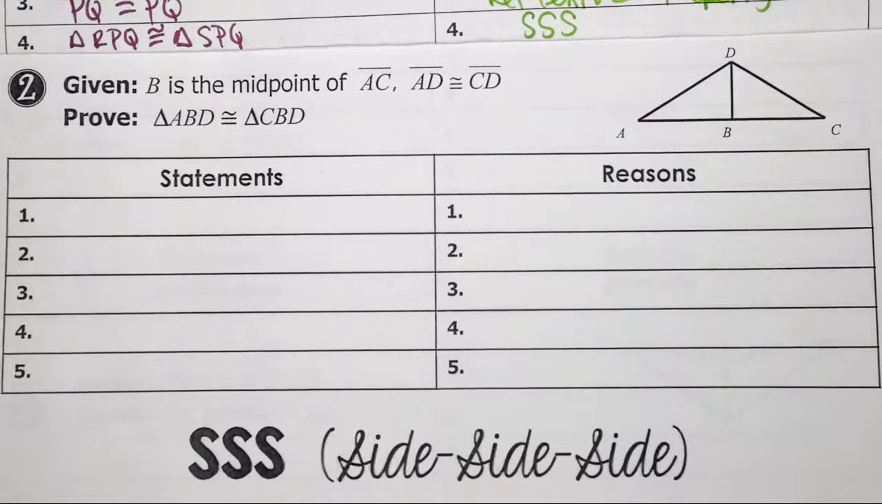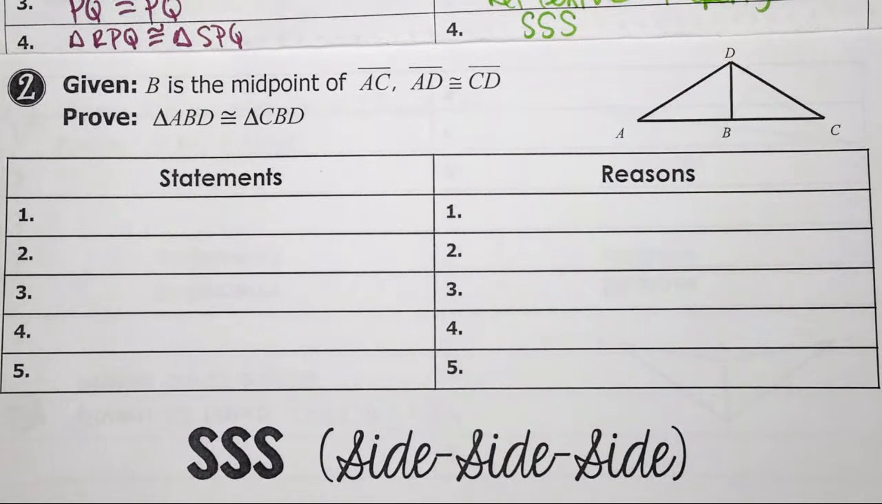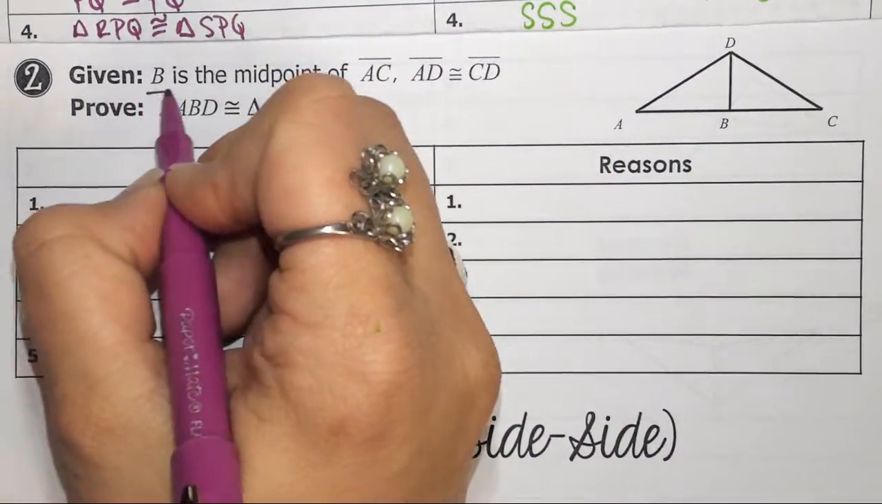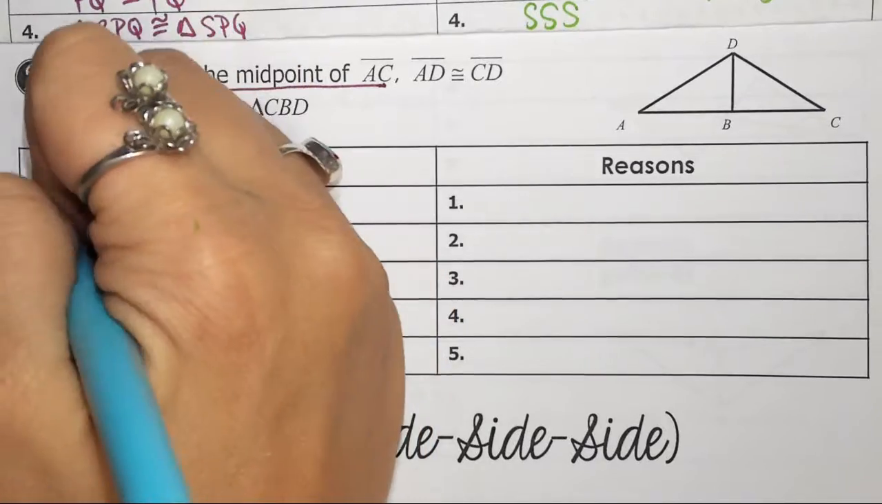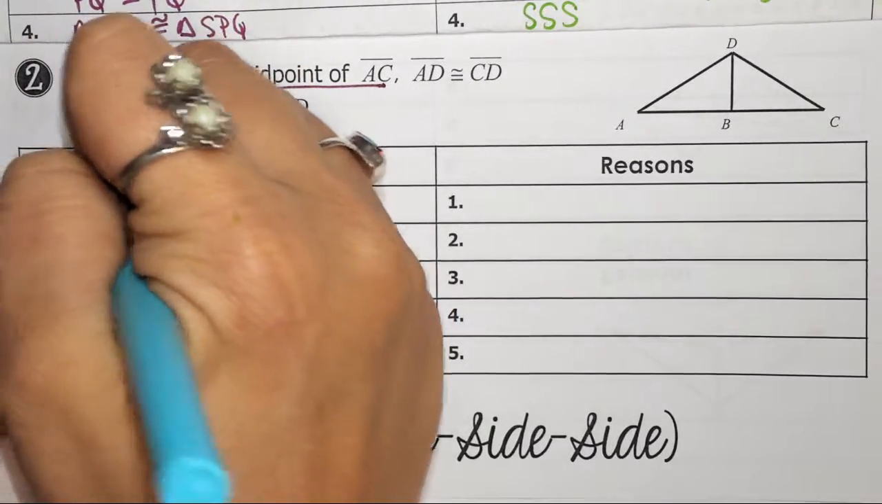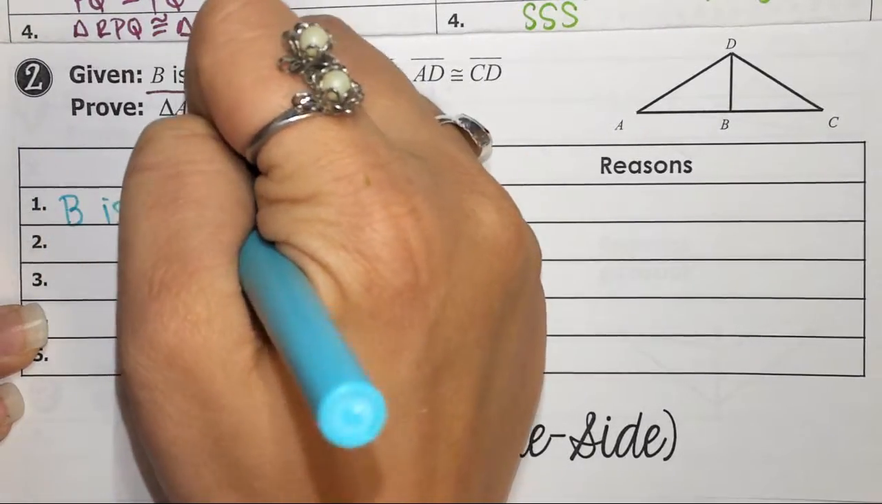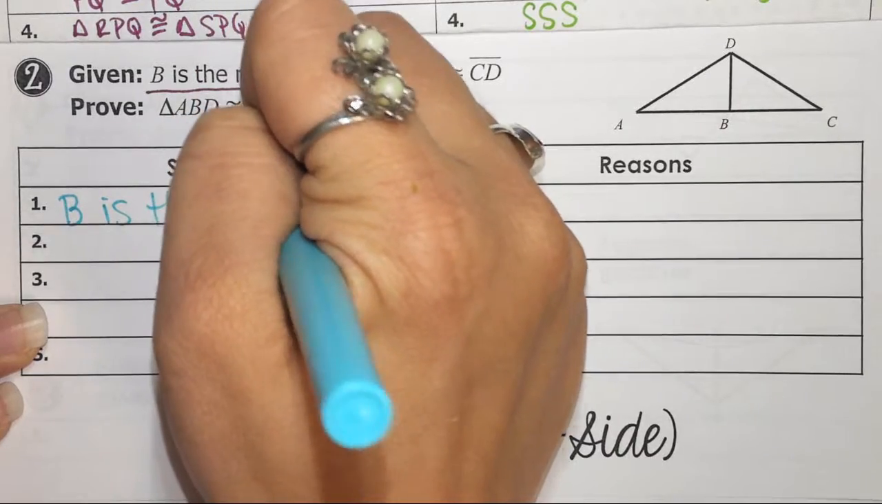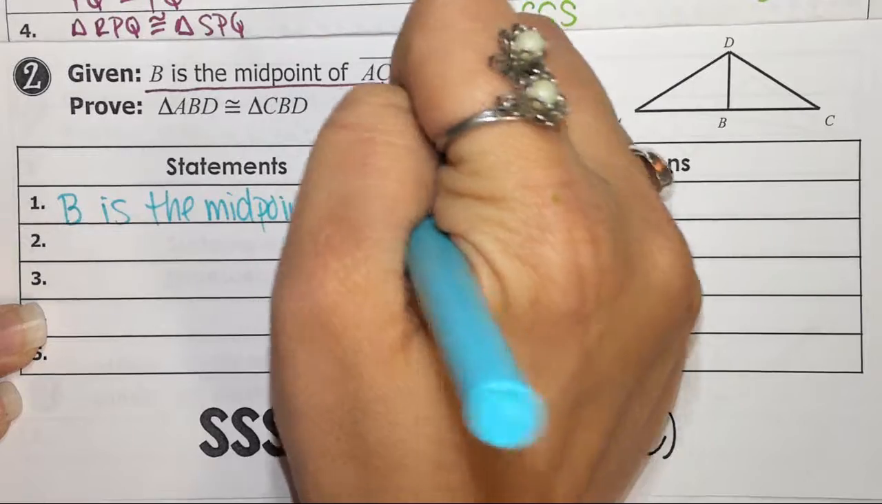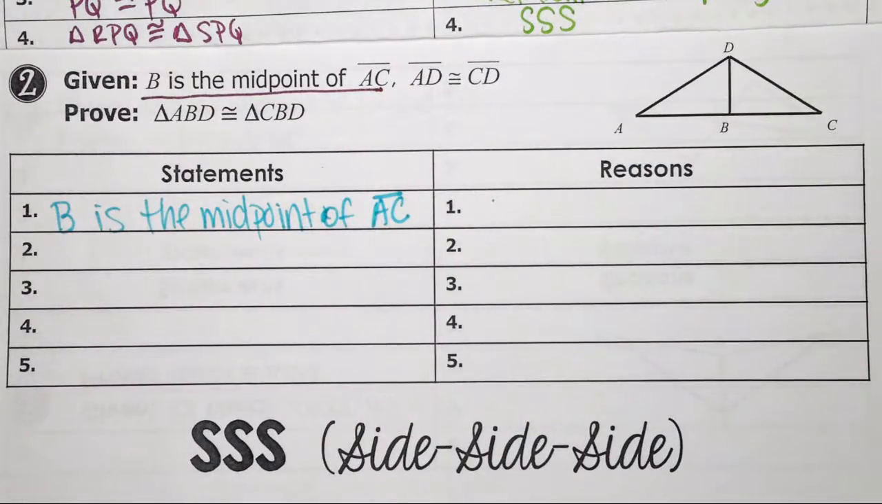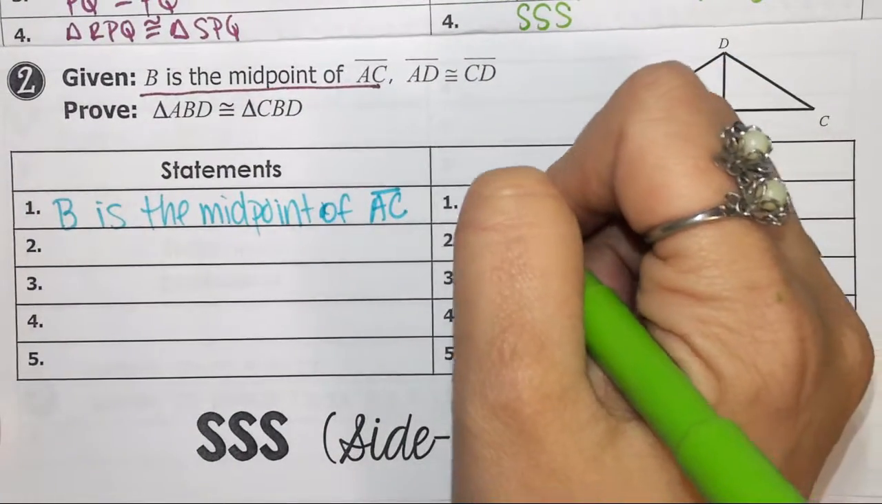All right, so the first thing, what do we list every time? The given. And what did they give us? Start with the first thing they gave us. All right, let's write that down. B is the midpoint of AC. And what reason is that? Given.